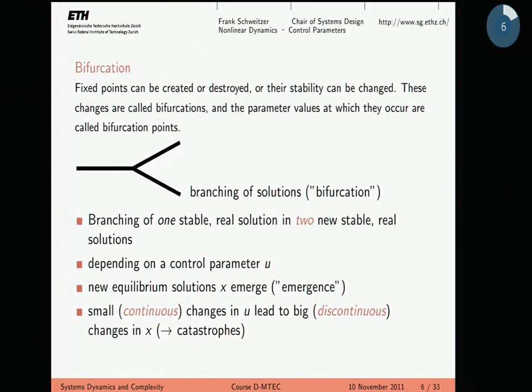Now this is a little bit more intuition about what a bifurcation is. It's simply a forking, one solution into two. And in this figure you have one stable solution being forked into two stable solutions. And an important thing to mention is that all these solutions are real. We're not concerned with imaginary solutions.